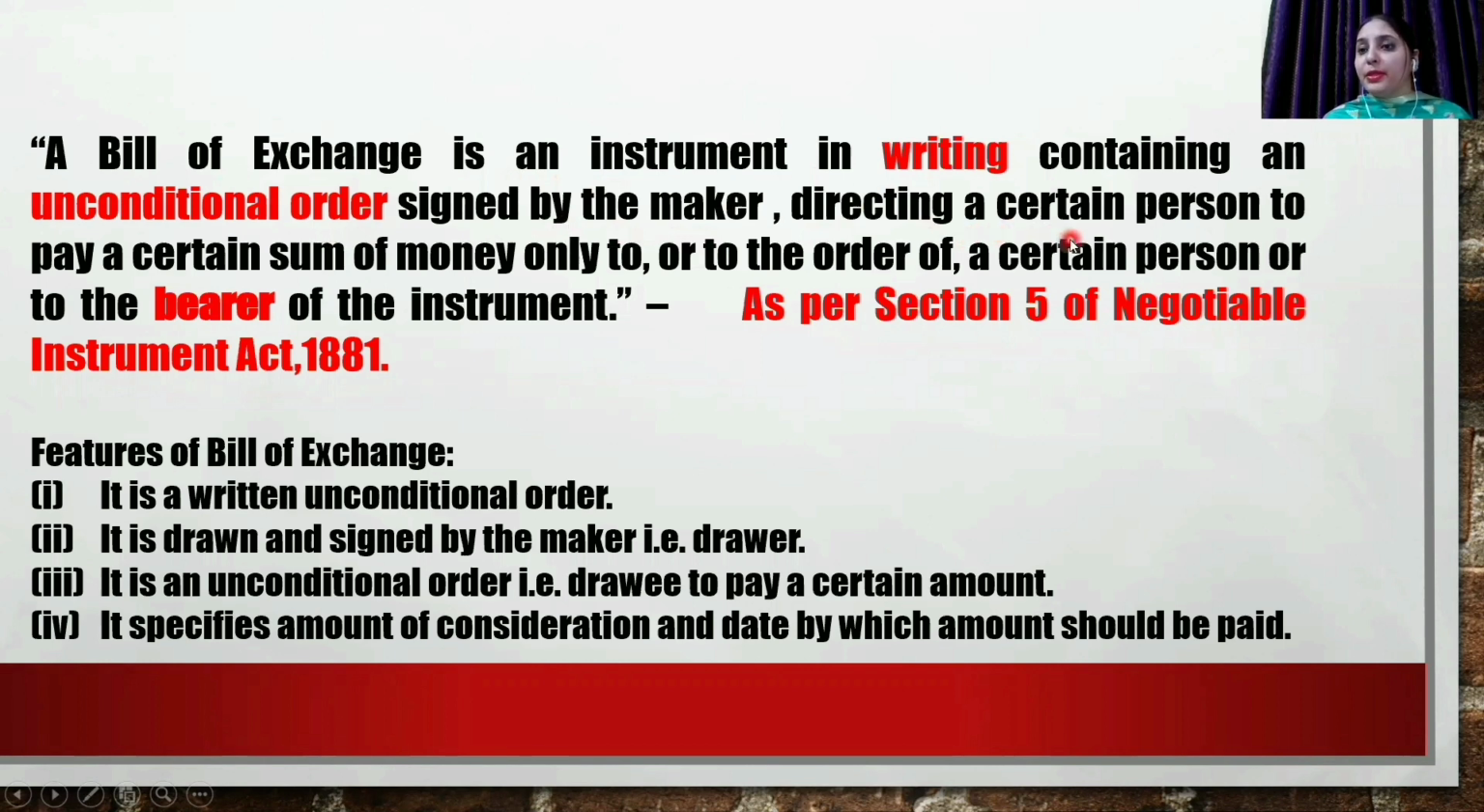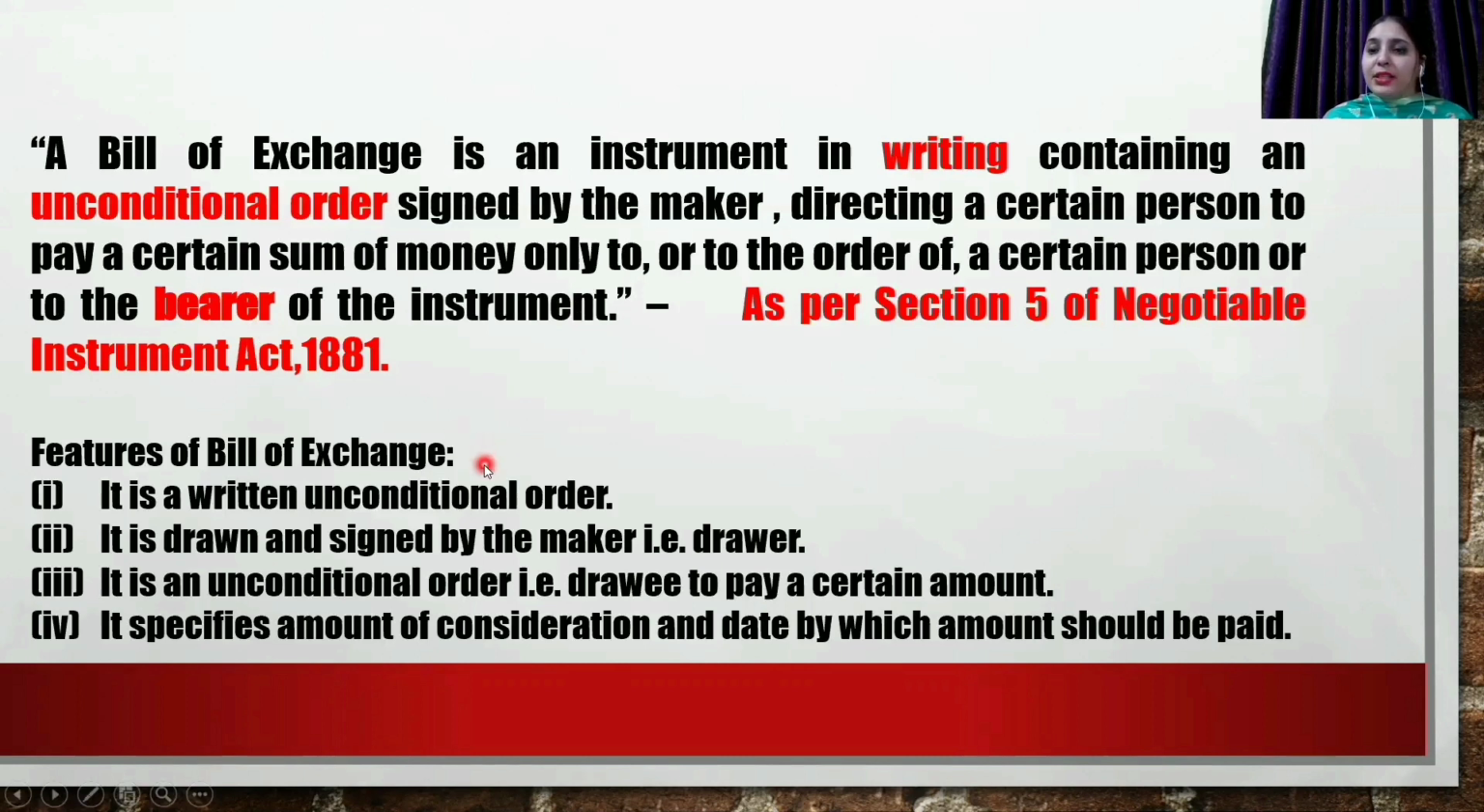Who is that certain person who is taking this credit? That is the buyer, to pay a certain sum of money only to, or to the order of, a certain person or to the bearer. Here it is very important to understand the meaning of bearer. Bearer is the person who is holding this instrument at the time of its maturity.